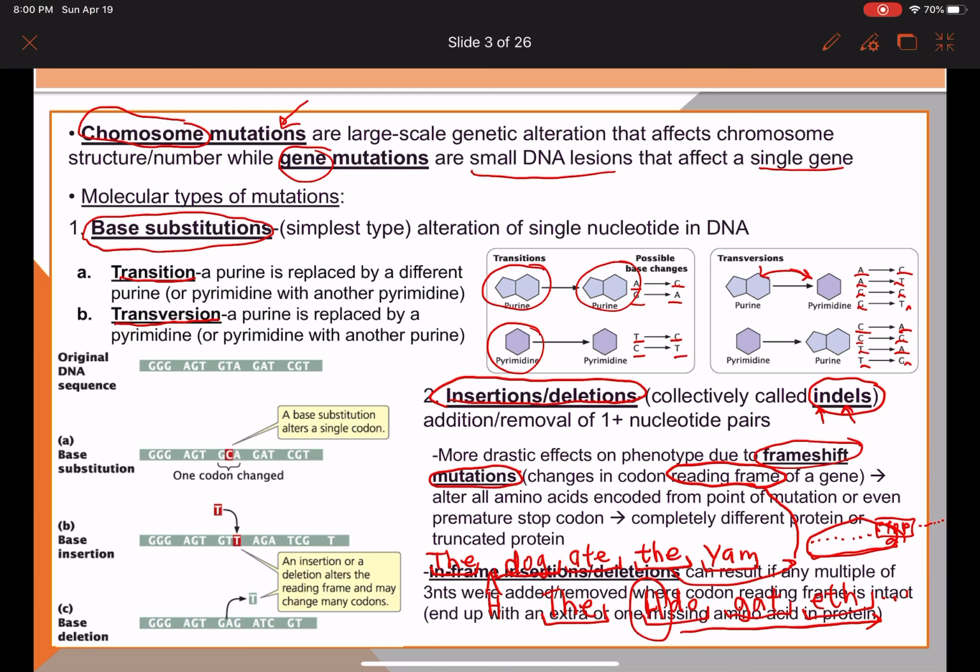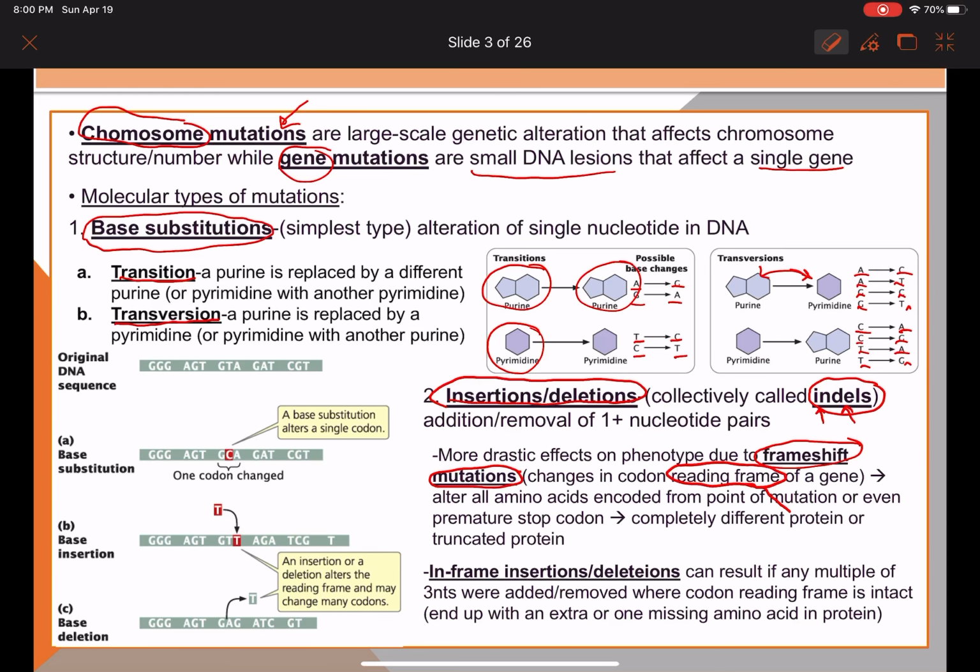Okay, so let me erase all that stuff. Okay, so because codons are in groups of 3 nucleotides, there's some good news to deletions and insertions. If one ends up inserting 3 extra letters or deleting 3 letters from the DNA sequence, so just in terms of 3 nucleotides, then there won't be any frame shift of the reading frame. These are called in-frame insertions or in-frame deletions.